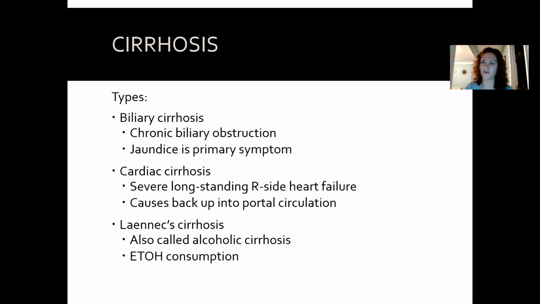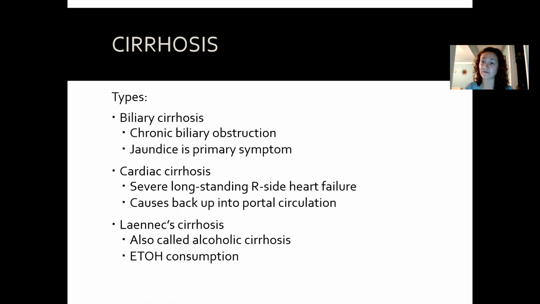So it's bad all around. The different types that you can see: there's biliary cirrhosis, which is from chronic biliary obstruction, things like gallstones. So if patients have continuous gallstones or a tumor that continually obstructs the biliary bile duct, that can be a problem. Jaundice is the primary symptom of this.